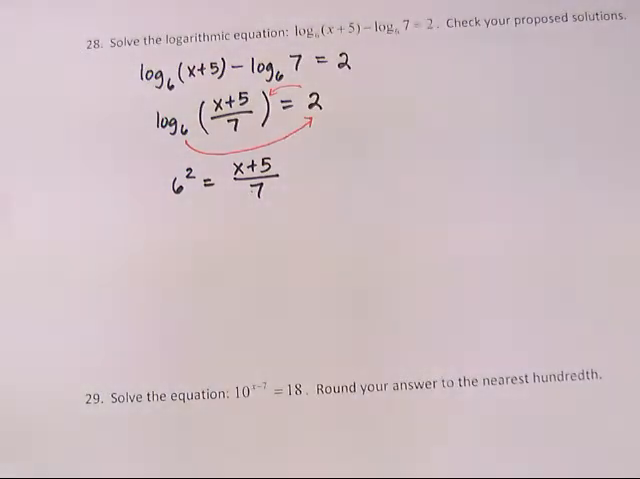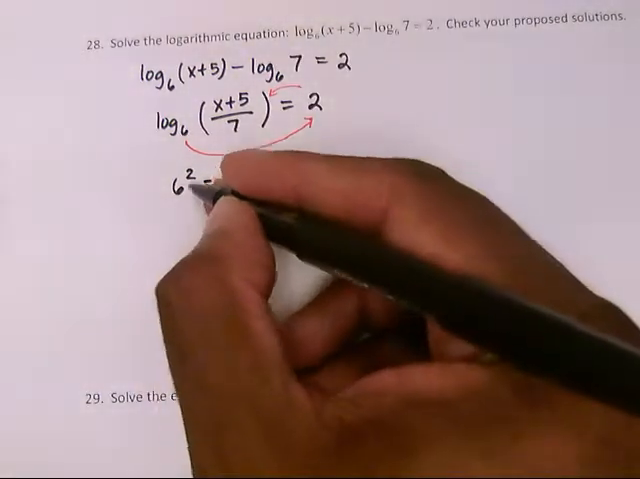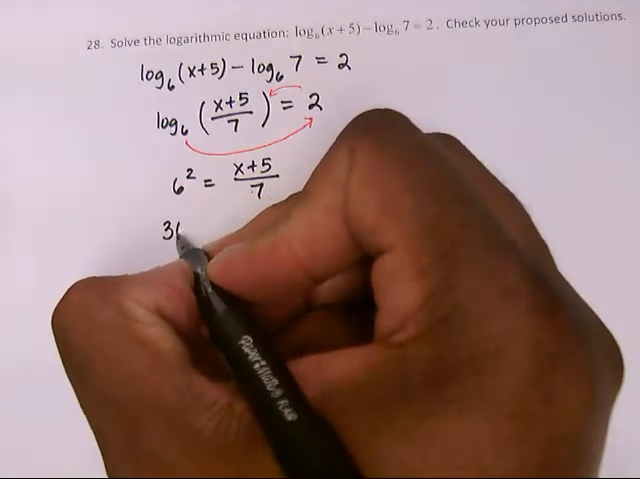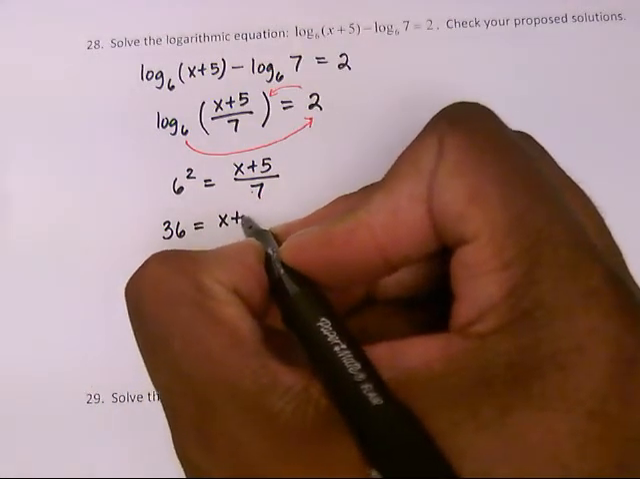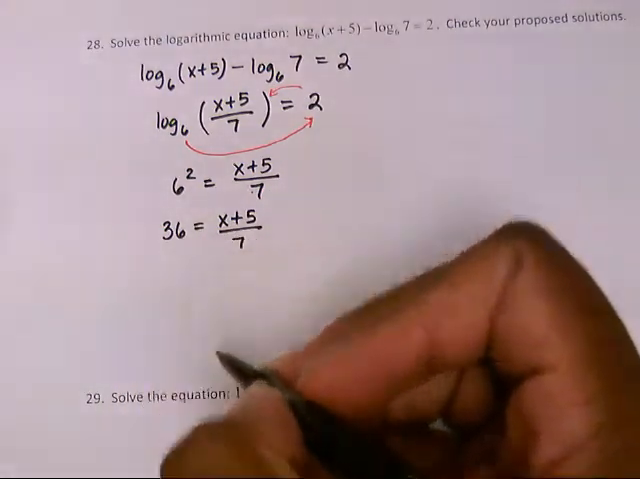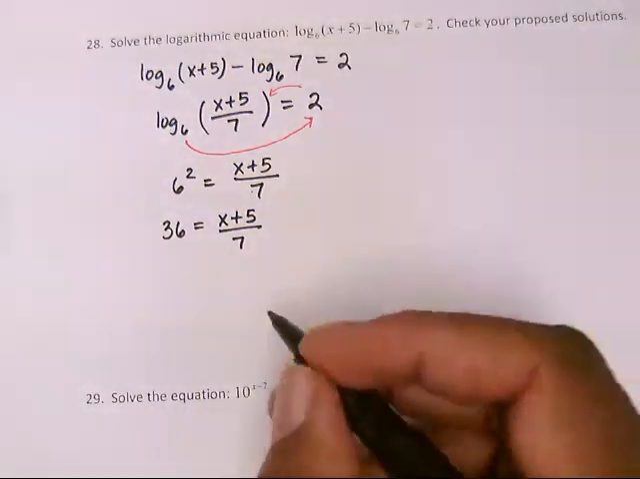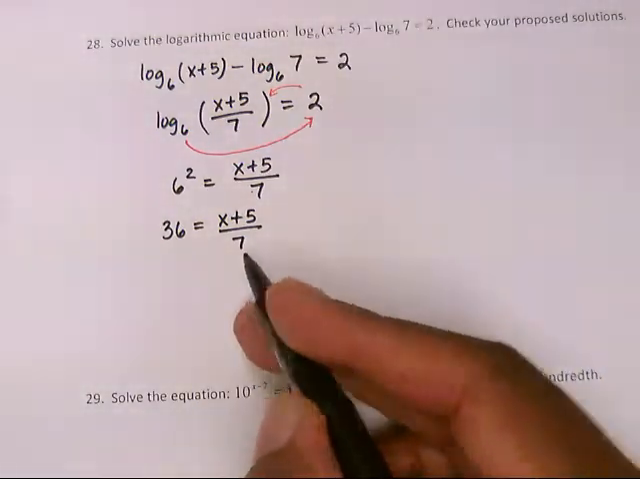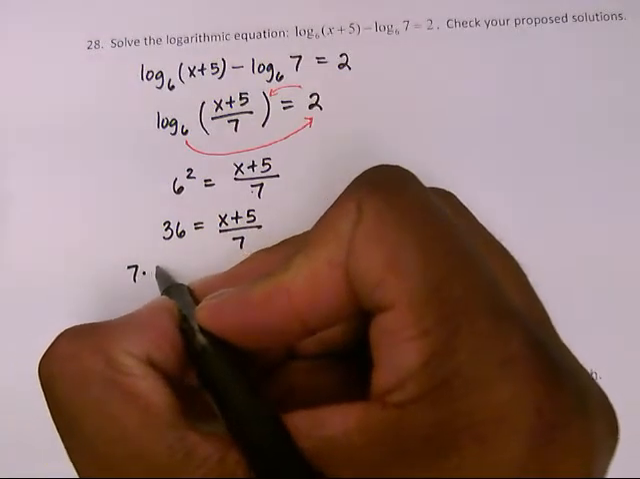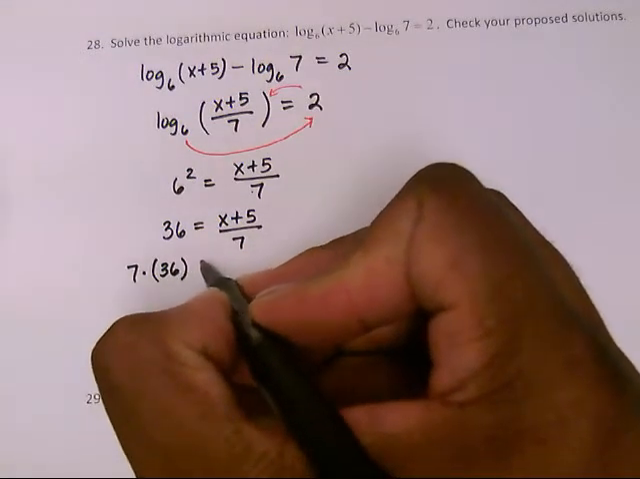Now, solve the equation for x. 6 squared will be 36, so that will be 36 equal to x plus 5 over 7. Now I need to get rid of the 7 that's in the denominator, so I need to multiply both sides of this equation by 7.